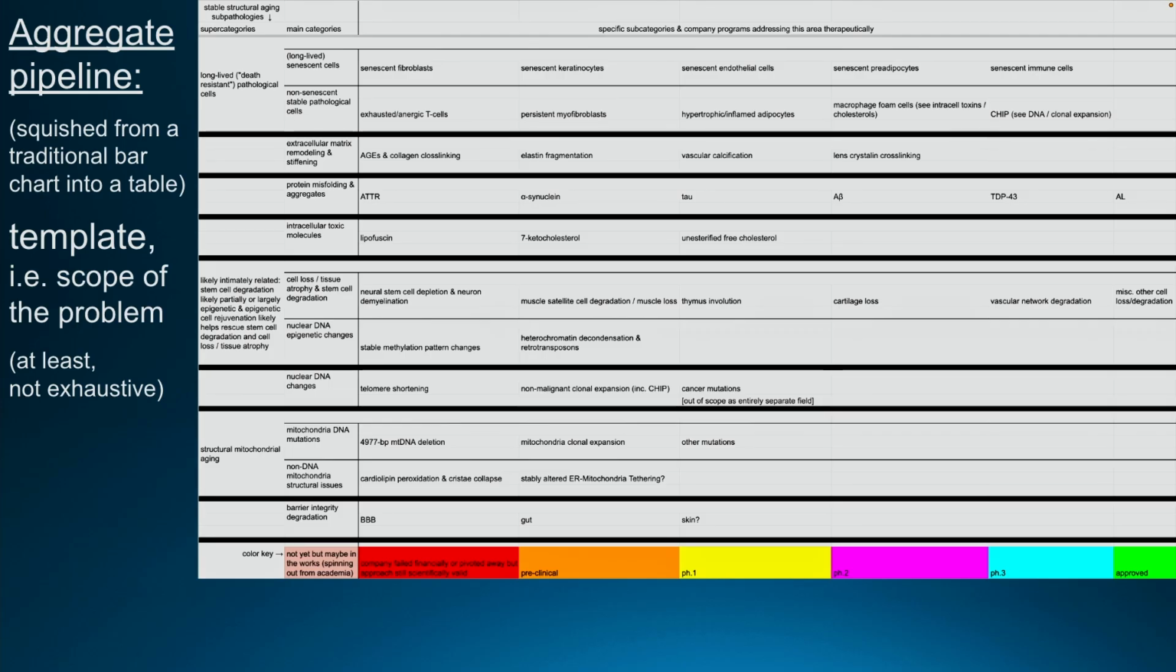When you do an aggregate pipeline across all the companies in a whole industry, that gets too long to scroll for slides. So here's the target category. Here's the main category here. Here are some super categories, which we can talk about.